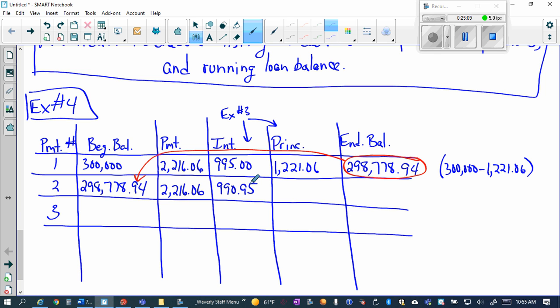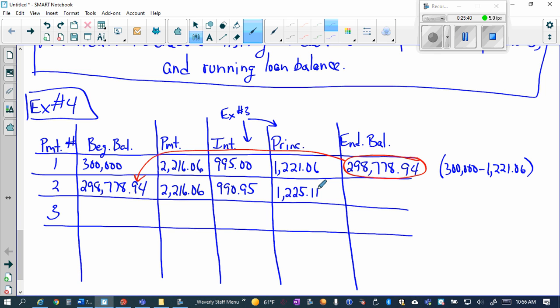So we need to figure out what part of that 2216.06 payment is principal. So we take 2216.06, subtract that 990.95, and our new principal portion is 1225.11. So you notice it's a little bit more than it was last month. Right? Because if the payment stays the same and that interest portion got less, then the principal portion has to go up to keep the payment the same.